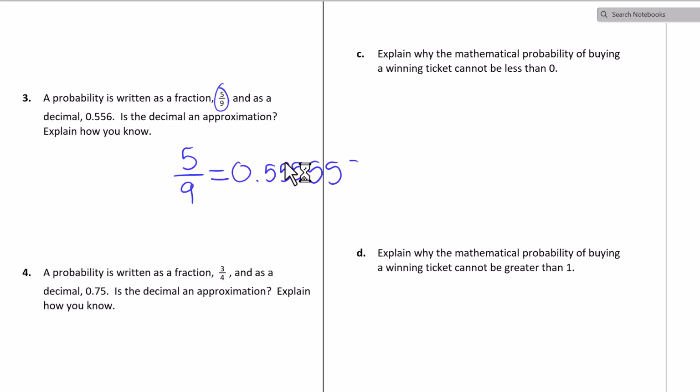Anyone know? Yeah, it goes on forever. That bar over the top means it repeats forever. It's 0.5555555 repeated forever. So is this an approximation? Yes. Why? And what is the approximation? How did we get that? 0.556. Yeah, what happened? It was rounded. We rounded the last number. Your calculator will do that. So keep that in mind.